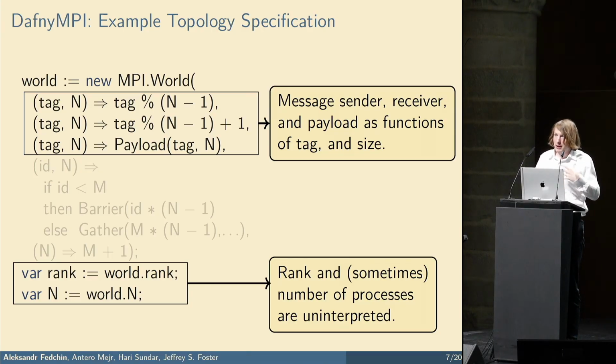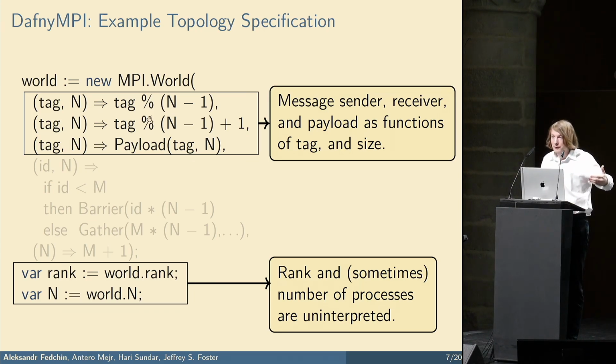So they create this MPI world object, which is what you have to do in any MPI library. But in DafnyMPI, there are also some ghost arguments that the user has to fill in, such as identifying the sender and the receiver and the payload as functions of tag and size. Size being the number of processes and tag being the specific identifier of the message. For the example that I just showed, you can just take the remainder of a tag by dividing it by the number of messages that are sent in each iteration, and that gives you the sender, for example.